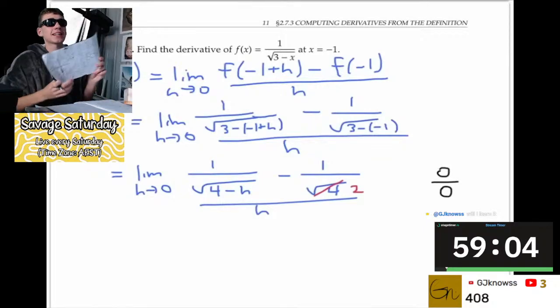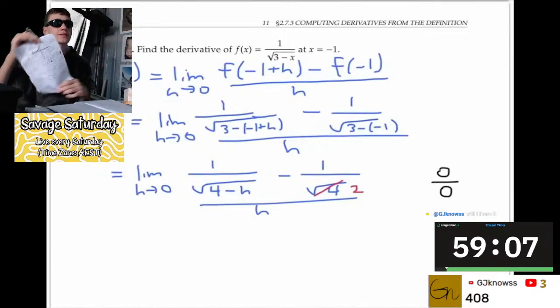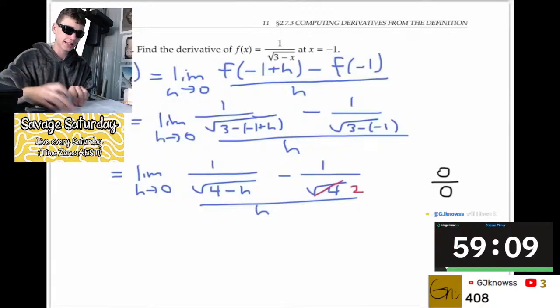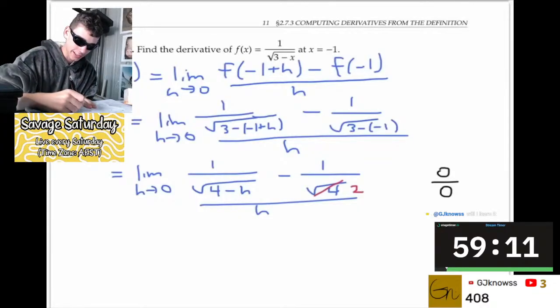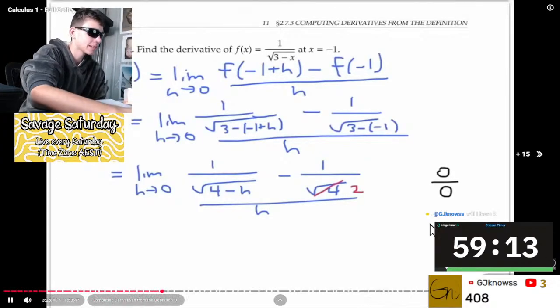0 over 0, this indeterminate form. Remember, these come up a lot when calculating derivatives by definition. It kind of makes sense, because remember the context we're computing slopes of secant lines. Our rise and our run are both going to 0, so it makes sense we'll get 0 over 0. It's going to take some tricks.